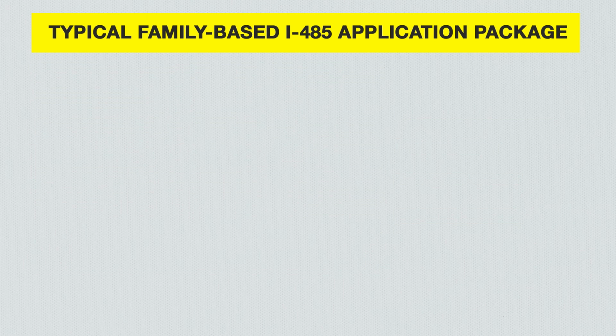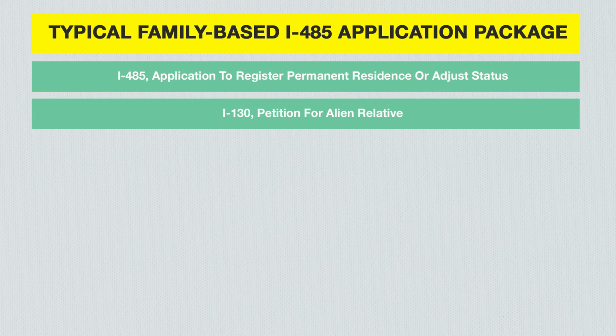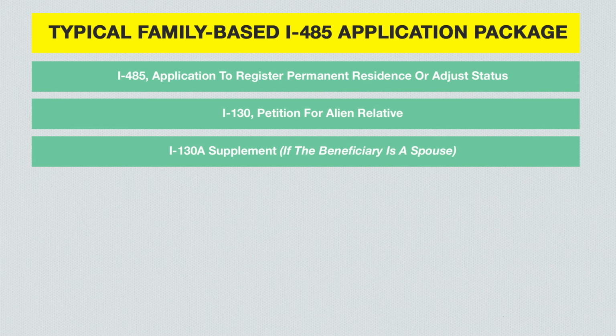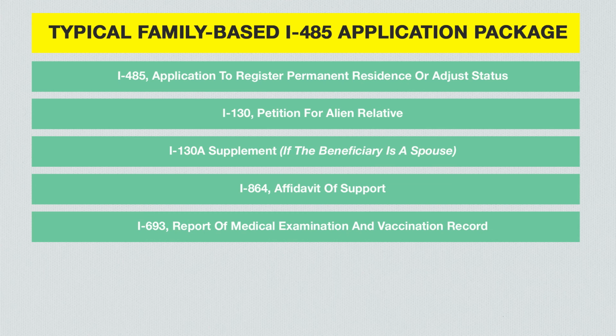The typical family-based I-485 application package includes the following mandatory forms: I-485, application to register permanent residence or adjust status; I-130, petition for alien relative; I-130A, supplement if the beneficiary is a spouse; I-864, affidavit of support; I-693, report of medical examination and vaccination record.